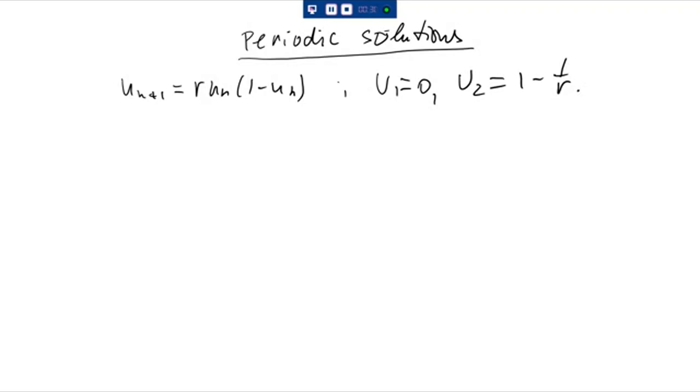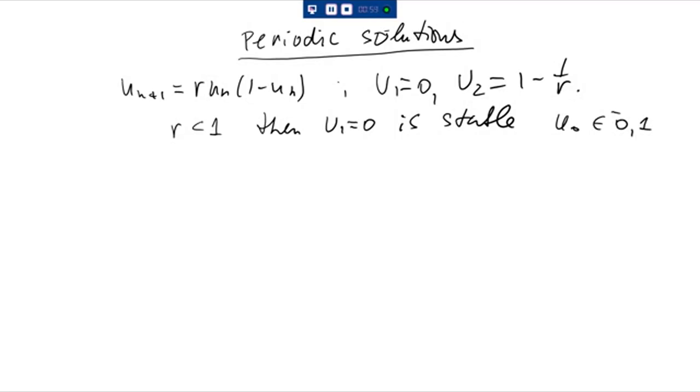If R is less than 1, then U1 is stable. And generally, we can show that if we start with U naught, say, between 0 and 1, then UN converges to U1. So we know what the dynamics in this system is for R less than 1.